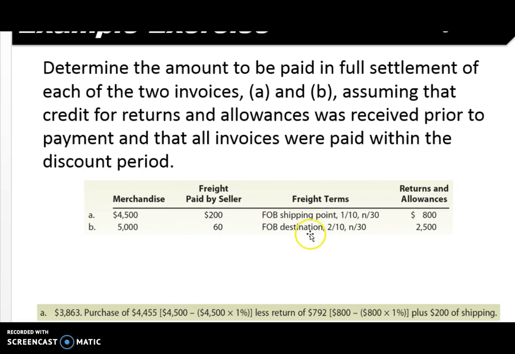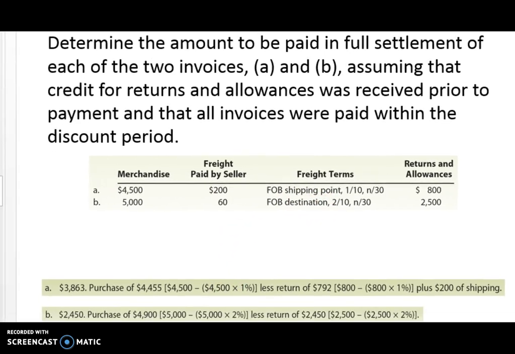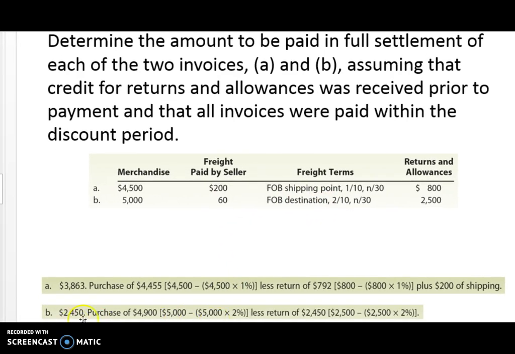So let's look at letter B. This one's FOB Destination, meaning that the seller is the one that's actually going to pay that, so we won't add it. It'll be everything the same as what we just talked about, except it will be your purchase of $4,900, and then you subtract out your, in this case, 2% discount, and then less return, and you subtract out your 2%. And then notice we do not add back shipping because that's going to be paid by the seller. That's how FOB Destination and FOB Shipping Point affect our transactions.